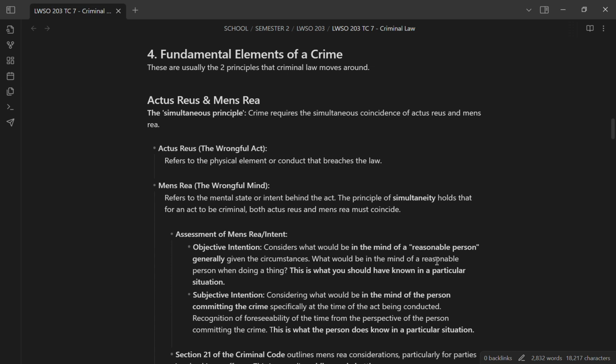And we'll get into that, but before that, we have to consider what's called the simultaneous principle, or the principle of simultaneity. It's this idea that a crime requires both the simultaneous coincidence of actus reus and mens rea for it to exist. So, yeah, simultaneous principle. Crime requires the simultaneous coincidence of actus reus and mens rea.